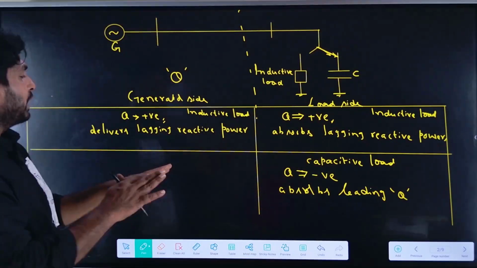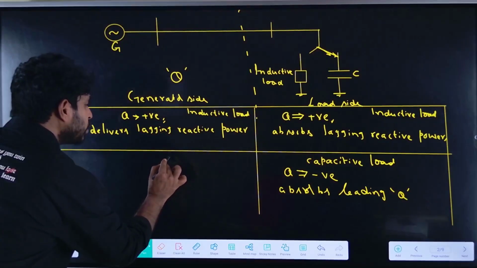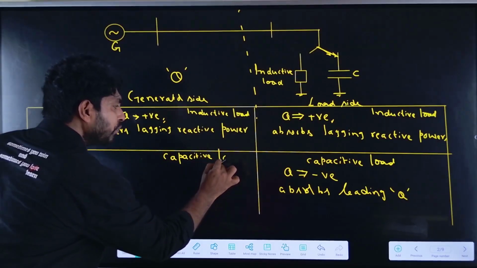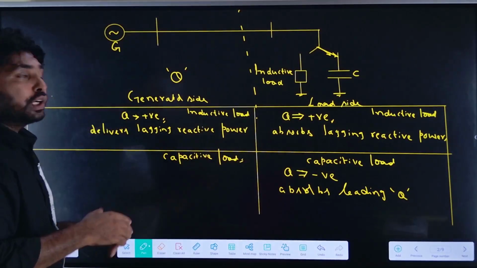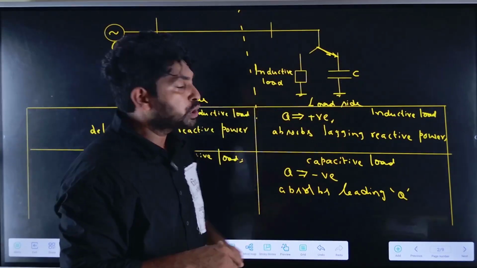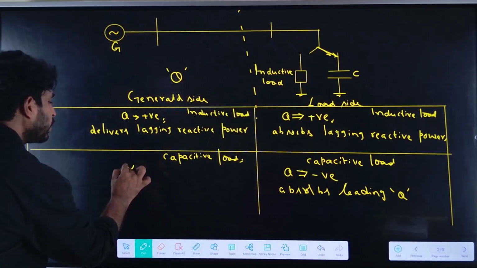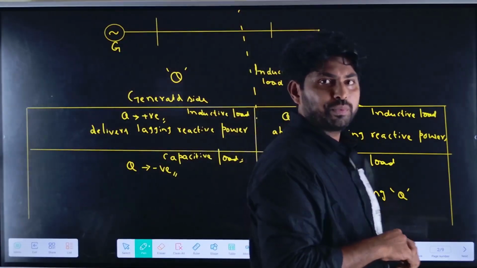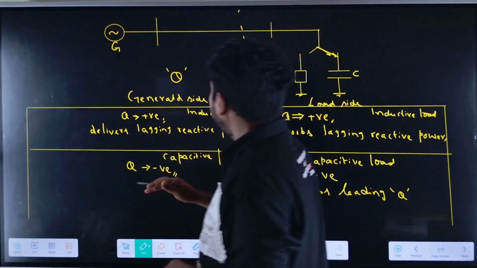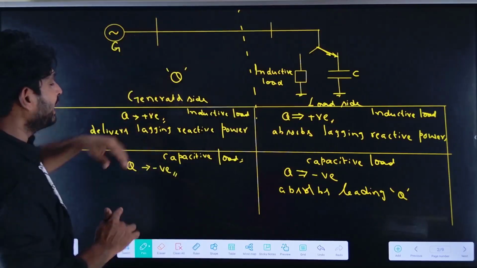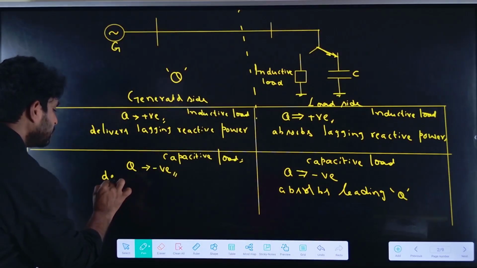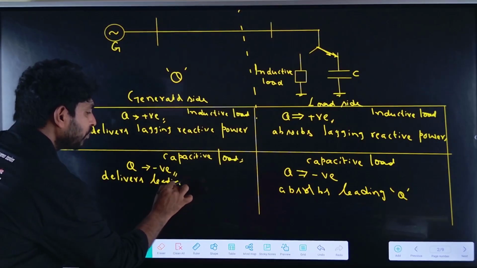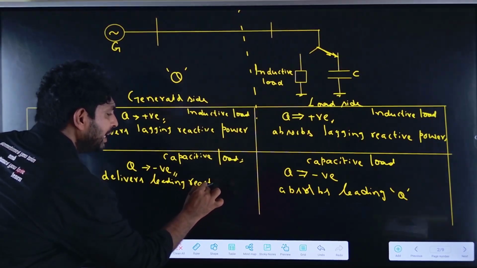How can I mention it through the generator? Here Q is negative, that is, the reactive power is negative, and it delivers leading reactive power.